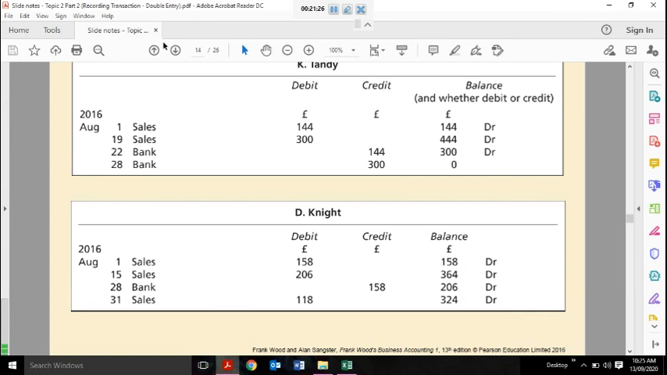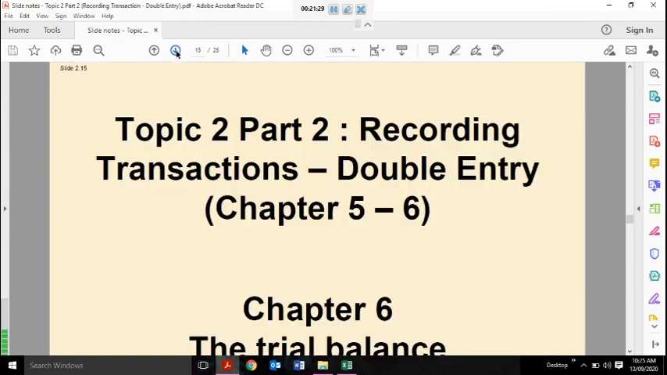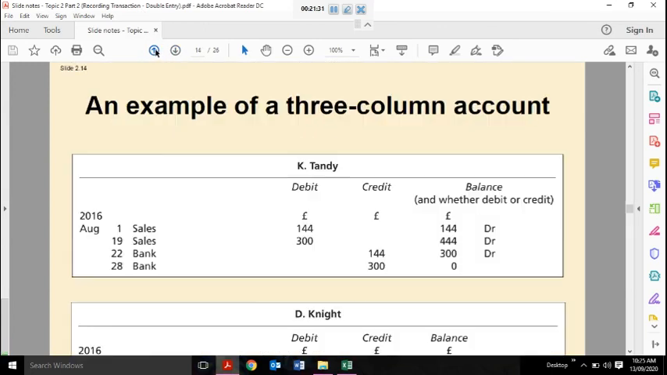So basically it's the same. But we don't use that one so frequently. It's just for you to know that other than the T form, we can also prepare in such a format.